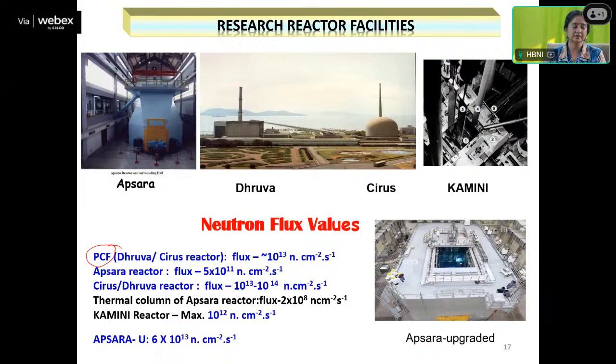Because reactors have very high radiation, a person cannot go inside the reactor to put the sample. So there is a pneumatic carrier facility. Pneumatic carrier facility means your sample will be automatically transported inside the nuclear core, the reactor core, for irradiation. And the neutron flux is around 10^13 to 10^14 neutrons per centimeter square per second. So this is the unit of neutron flux: neutrons per unit area per unit time. So flux is around 10^13 to 10^14, very high flux. It is good for NAA analysis.